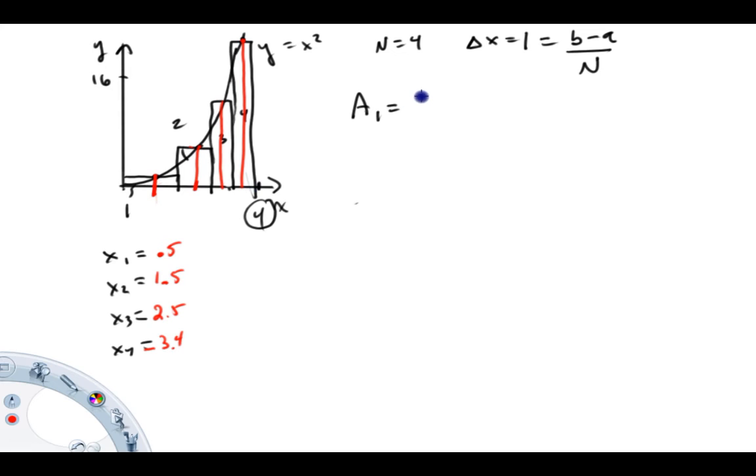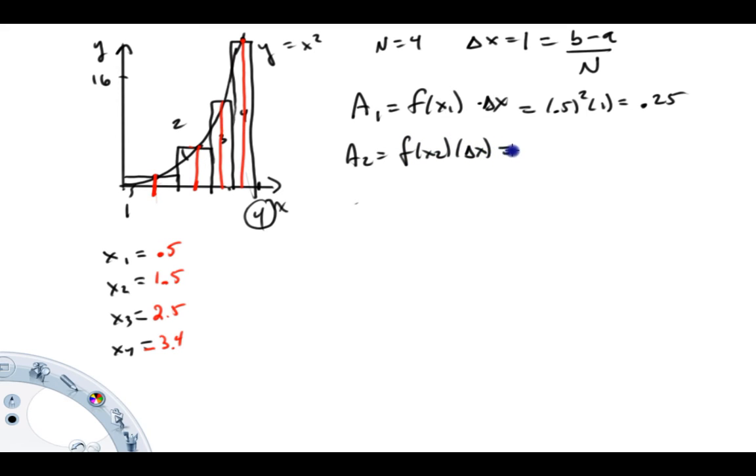So A1 is going to equal, I'm going to do that in black, f of x1 times delta x. And if I actually calculate a value here, f of x1 is going to be 0.5 squared, and the delta x is 1. And I believe 0.5 times 0.5, 0.25. So the first area there is 0.25. Area 2 is going to be f of x2 times delta x. And that's going to be equal to 1.5 squared times 1.